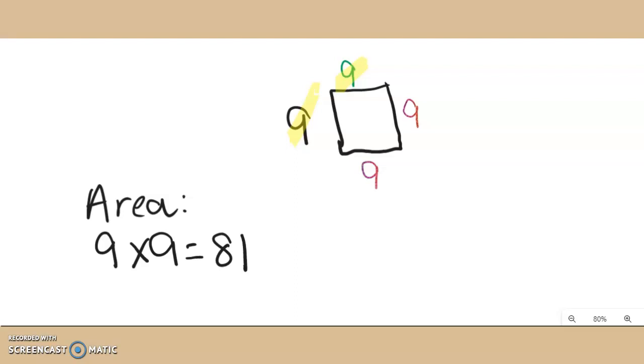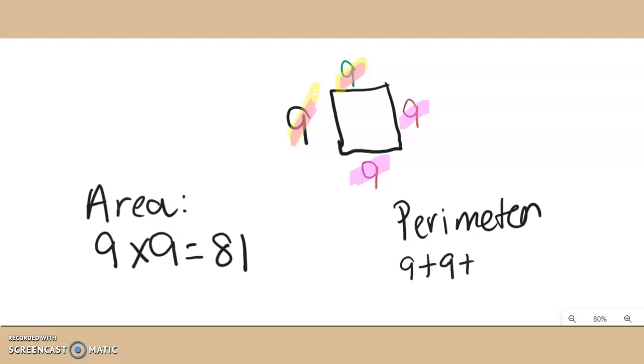Okay? So our perimeter then is going to be adding up all of the sides. So you have 9 plus 9 plus 9 plus 9. And 9 plus 9 is 18, so this will be 36.